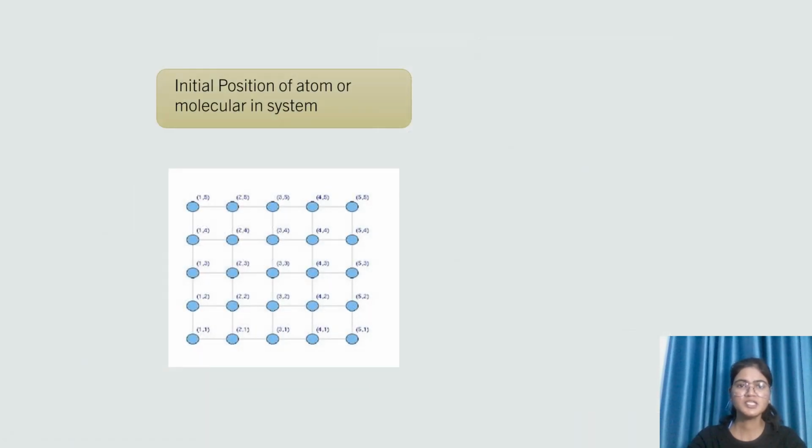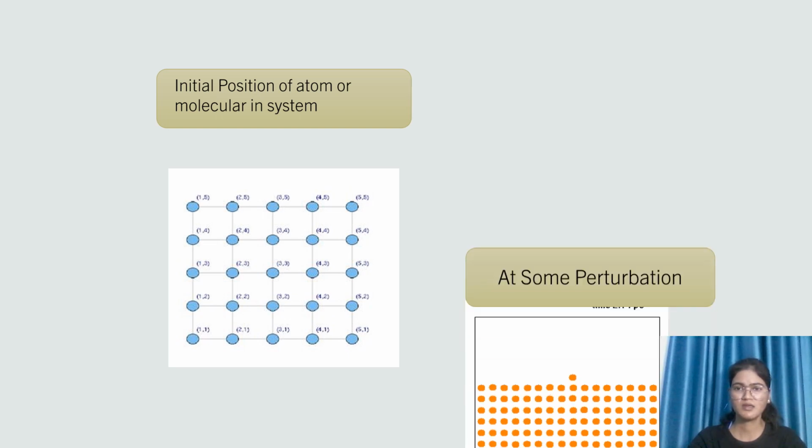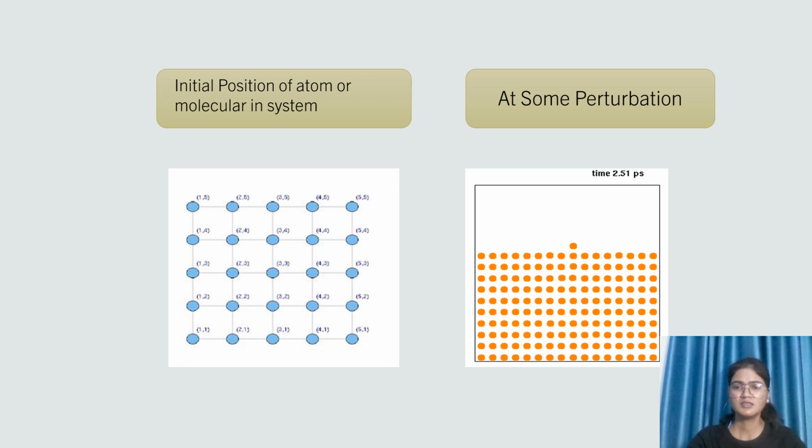Here is the initial position of the atoms or molecules in a system. This is the initial position of the particles in the system. This is the position when we add some perturbation. Perturbation may be adding some temperature, or a change in velocity and some other parameters. You can see the change in position of the atoms.